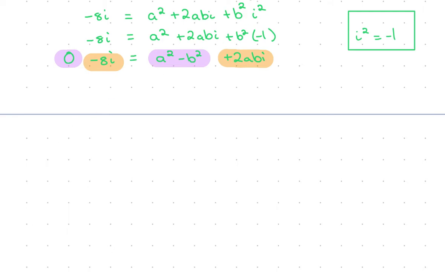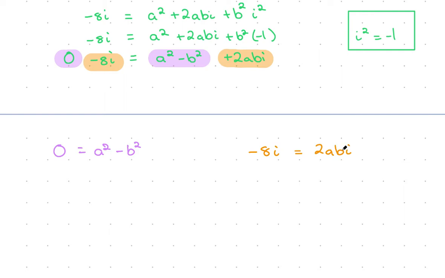I'm going to say then that 0 is equal to, because the real part is 0, A squared minus B squared. I can also set up the equation, minus 8i is equal to 2ABi. So the first thing I can see here is that I have two equations with two unknowns, A and B. And whenever you have two equations with two unknowns, I can do a simultaneous equation.